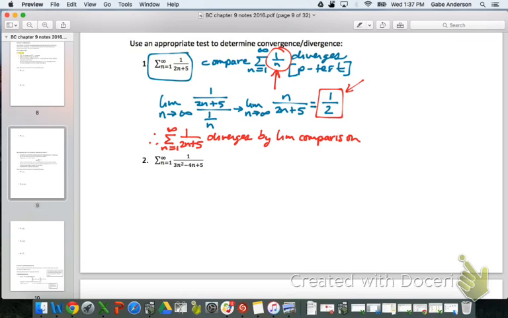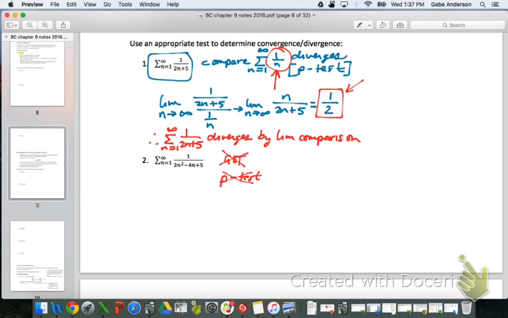Okay, let's take a look at number 2. Number 2, a little more complicated, not as obvious as number 1. So let's think this through. This is definitely not a geometric series, so we can't do that. This is not a p-series, so we can't do the p-test.